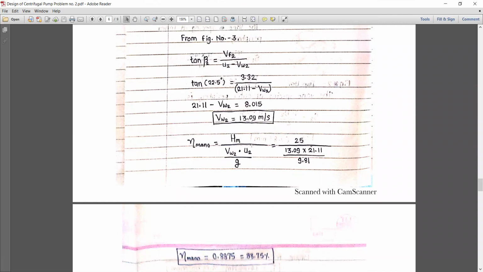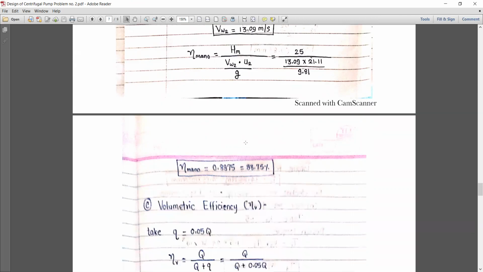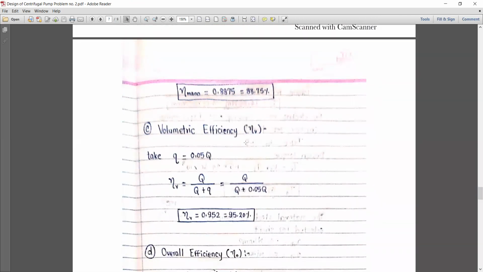Next one, to calculate the manometric efficiency, efficiency is generally calculated as the output divided by input. So the input is nothing but Vw1 U1 divided by g, and output is the total head, that is Hm. Putting all the values, what we get, the manometric efficiency is 88.75%.